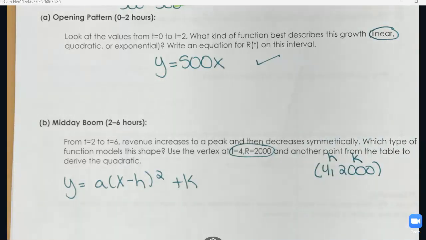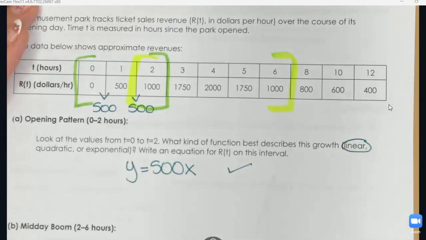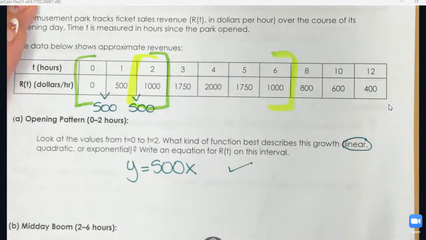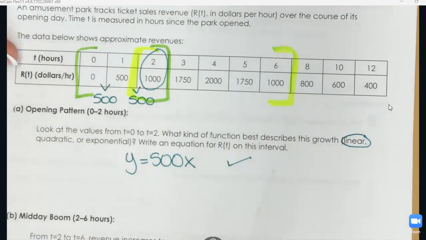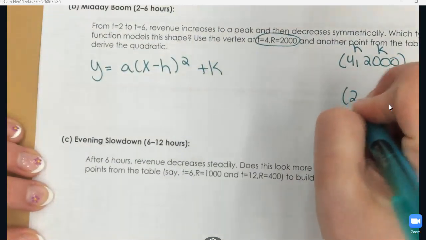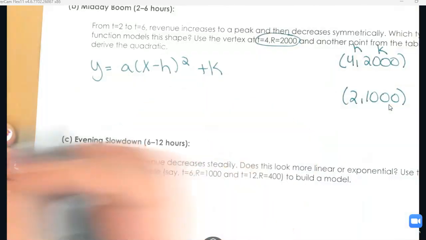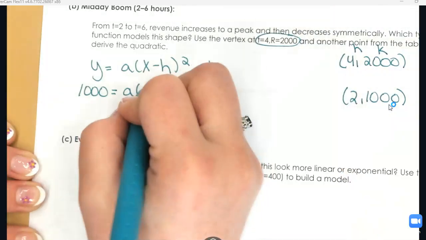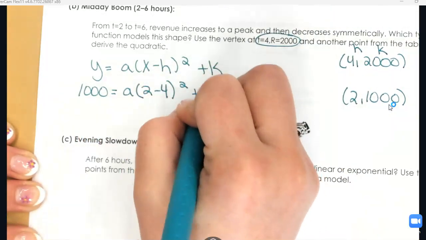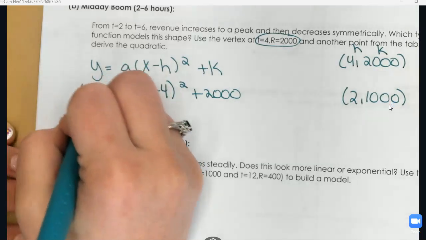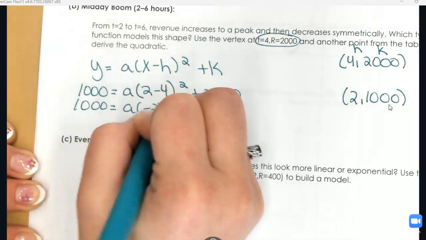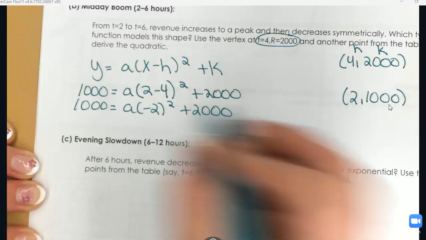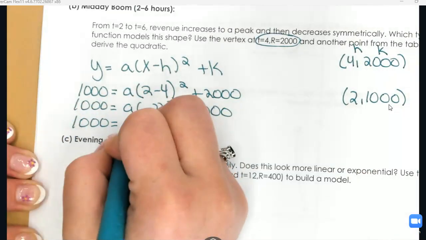Now, similarly, when we're working with linears and we are finding b by plugging in one of our other coordinates, we're going to do that here for a. So I'm going to pick another point on my interval between 2 and 6, like let's just say 2 and 1,000. I'm going to use that x and y and plug in my h and k to solve for a. So 1,000 is equal to a times 2 minus 4 squared plus 2,000. And using my order of operations, this one is actually going to end up being a linear equation to solve. I don't have to square root anything.